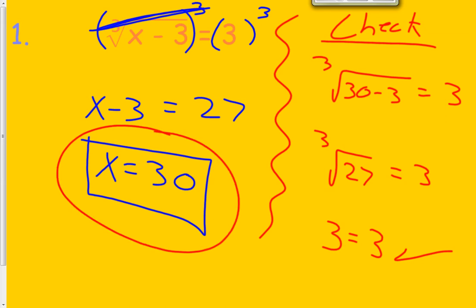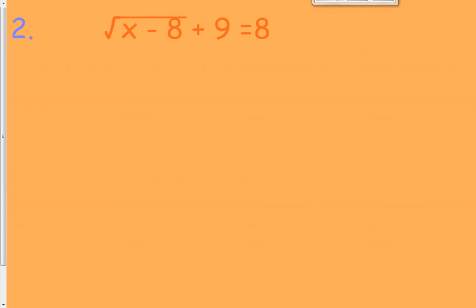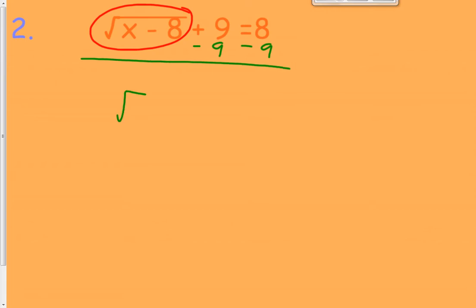So let's try problem number 2. Problem number 2, it's the square root of x minus 8 plus 9 equals 8. So I want to get this part all by itself first, so let's take care of this 9. Subtract 9 from both sides, and now we have the square root of x minus 8 equals the number 8 minus 9, which is negative 1.